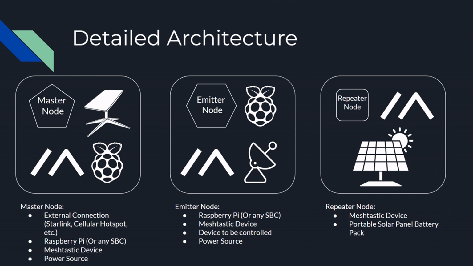The repeater nodes will just need a Meshtastic device and a portable solar panel battery pack. We've designed one to actually fit within the solar housing, so you can just drop them out on site in order to extend a given network.